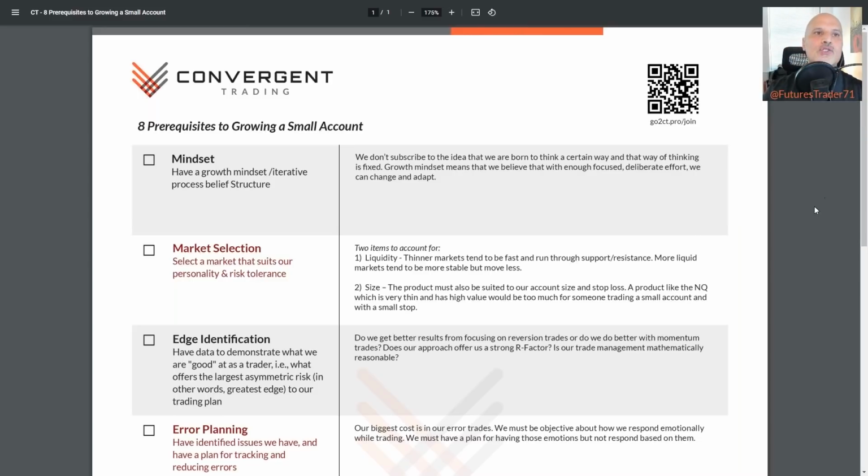So let's go through the checklist. The first prerequisite to growing a small account: mindset. Very important. You have to have a growth mindset. A growth mindset means you do not believe that you were born a certain way, that your mind is fixed, that you are an old dog and can't learn new tricks. That is called a fixed mindset. You want to have a growth mindset.